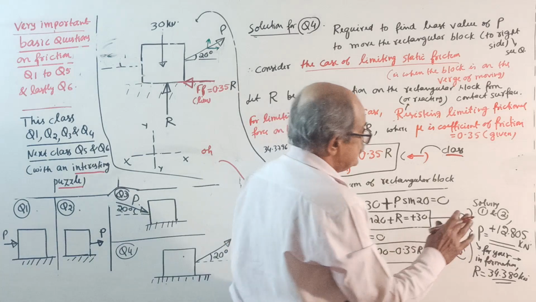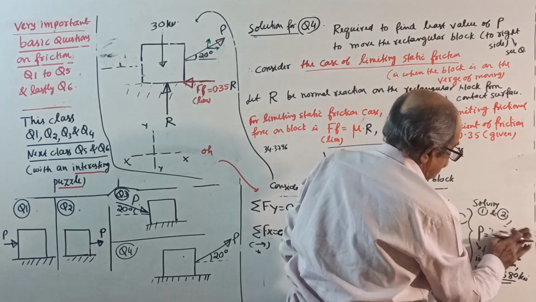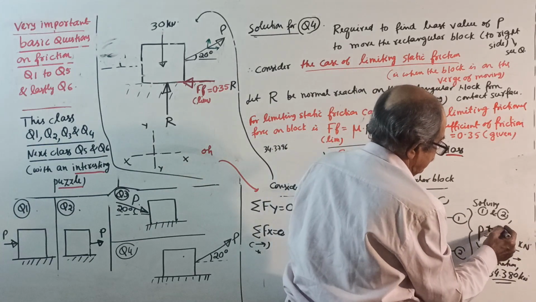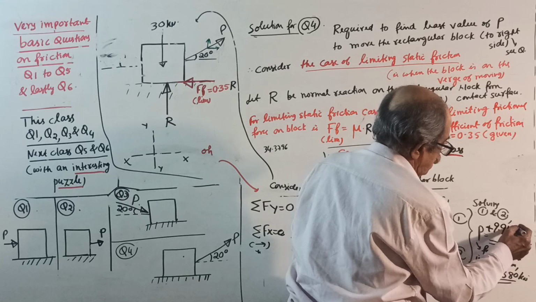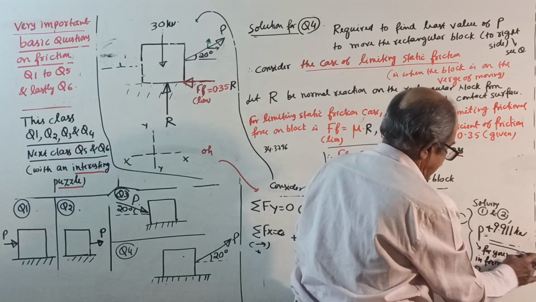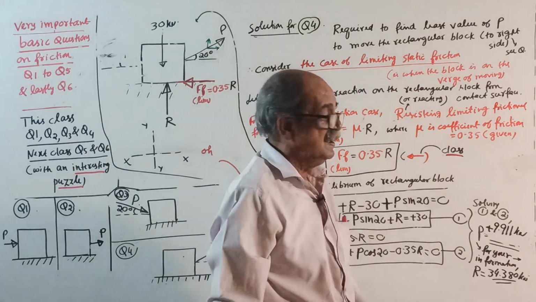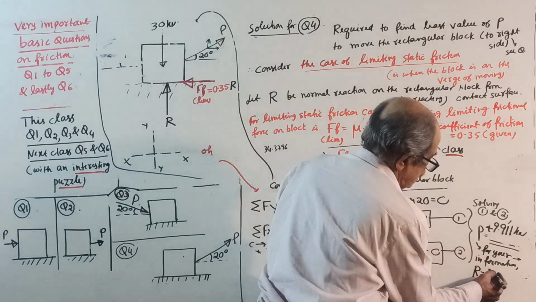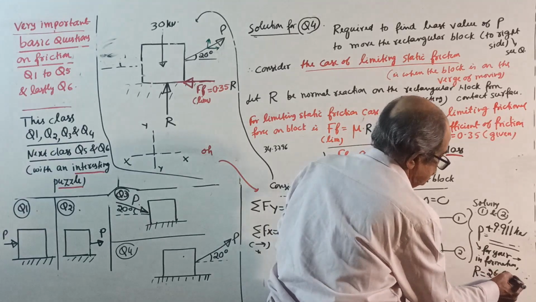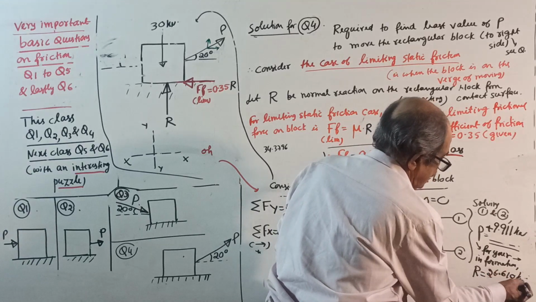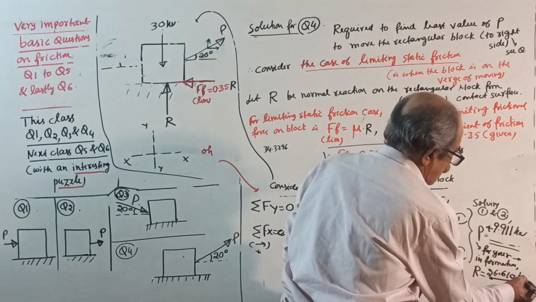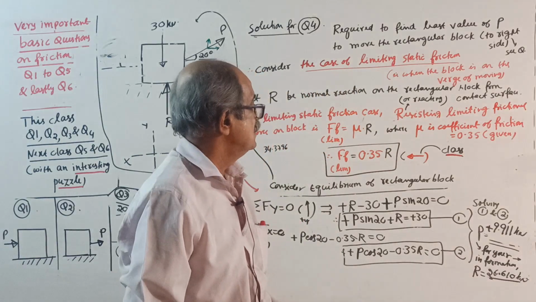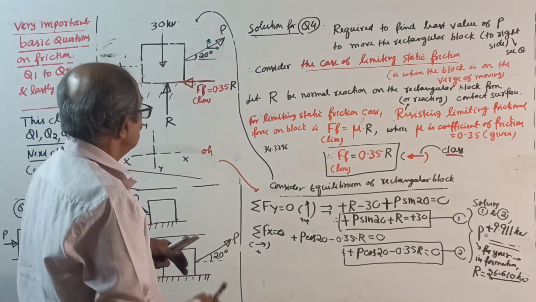Solve it. This time your P will come, I already solved it, 9.911 kilonewton. And for your information, for some discussion in the next class, normal reaction is 26.610. Actually, in the question, they are not asking for the normal reaction. The question is to find P.